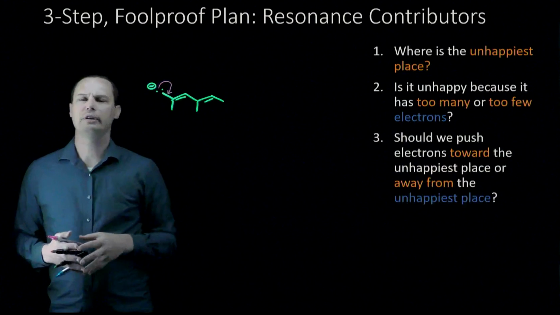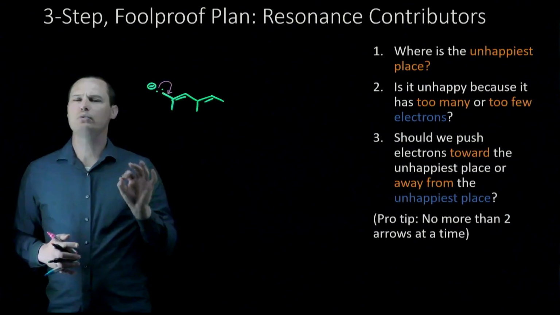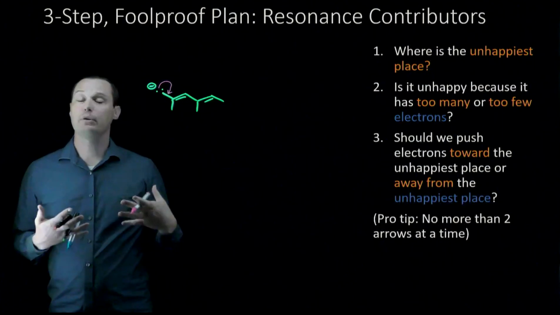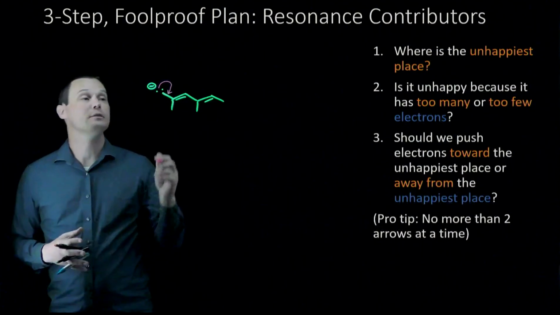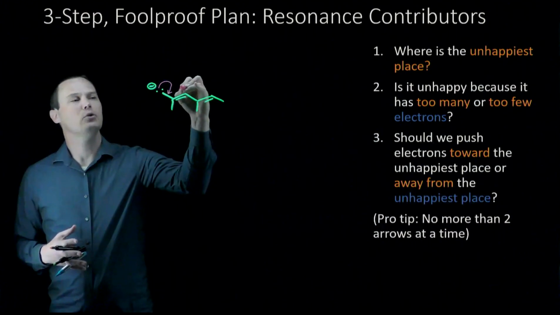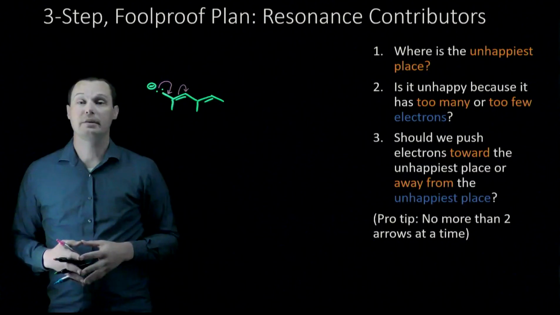I could continue moving it down the molecule, but here's a pro tip. As you're just getting better at resonance, don't draw any more than 2 arrows at a time. That will save you from skipping over any resonance contributors you're going to miss. So I can break this pi bond, and I can take those electrons and localize them onto carbon number 3. This is going to be how we can draw this next resonance contributor.